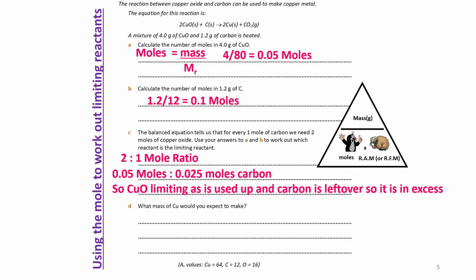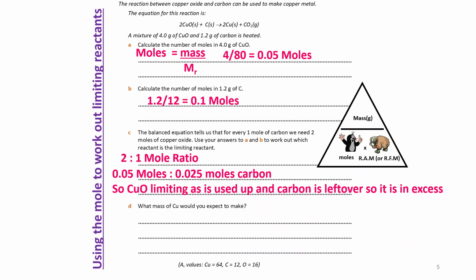We've got 0.05 moles of copper oxide and only 0.025 moles of carbon can react with that, although we've got 0.1 moles of carbon. So copper oxide is used up and limiting, and carbon is left over and in excess.